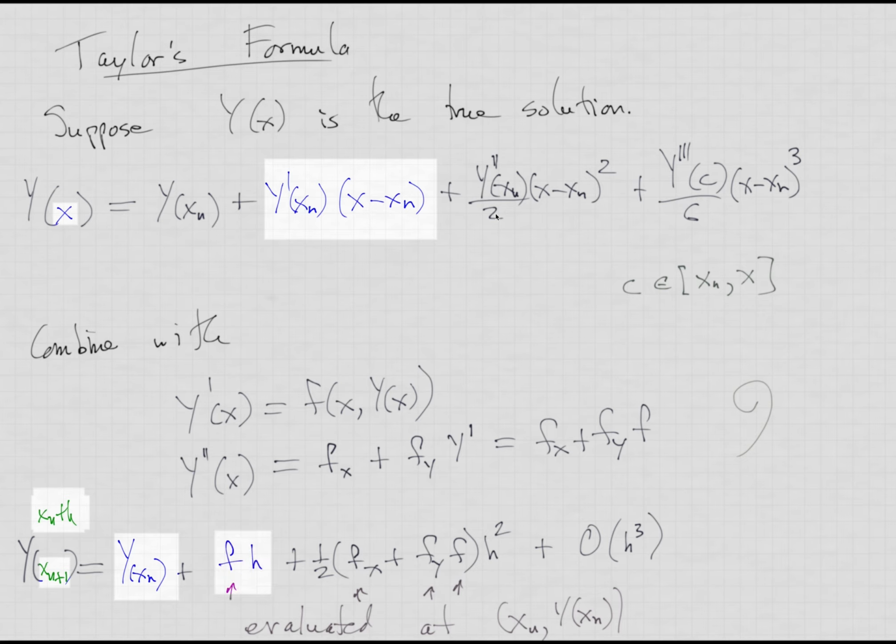The second term, we got a 1/2 here, we got y double prime. So for y double prime, we'll plug in that formula that we just came up with over here, right? And we've got the 1/2, and then this we replace by h squared. And then finally we've got this third order term, and I'm just going to write that as a term that's of order 3 in h, right? So it's order of h cubed. And I'm not writing out exactly where I'm evaluating f, but all these f expressions, f, fx, fy, they're all evaluated at the previous point, xn, y of xn. Okay?